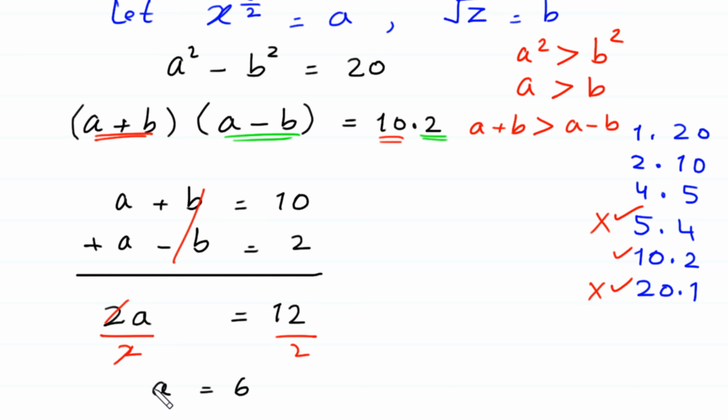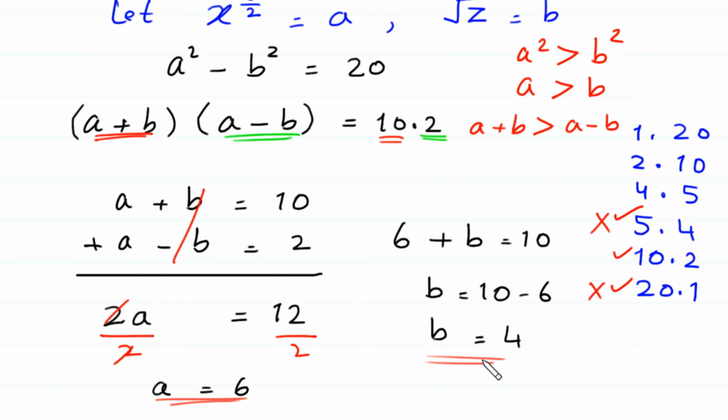Now we put this value of a, 6, in this equation to find the value of b. The value of a 6 plus b is equal to 10, and we move this 6 to the right side. b is equal to 10 minus 6, and b is equal to 4. So the value of a is 6 and the value of b is 4.